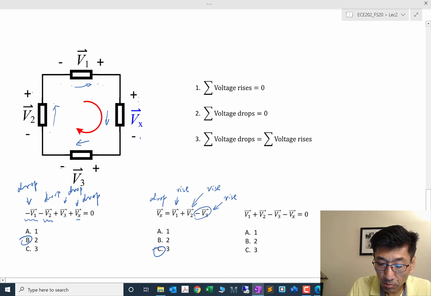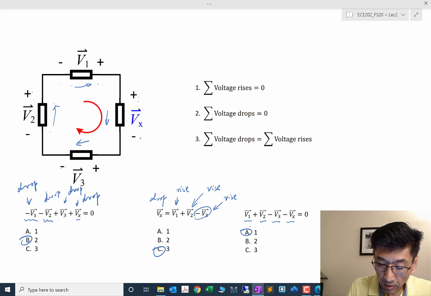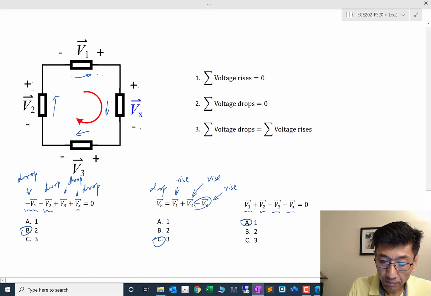And for the last one, I have V1, that's the rise, right? V2 from negative to positive, that's the rise. And negative V3, that's a voltage rise. And negative Vx, that's another voltage rise. So in this one we're adding the voltage rises, so we are using the first equation. I mean, these three are equally correct, right?